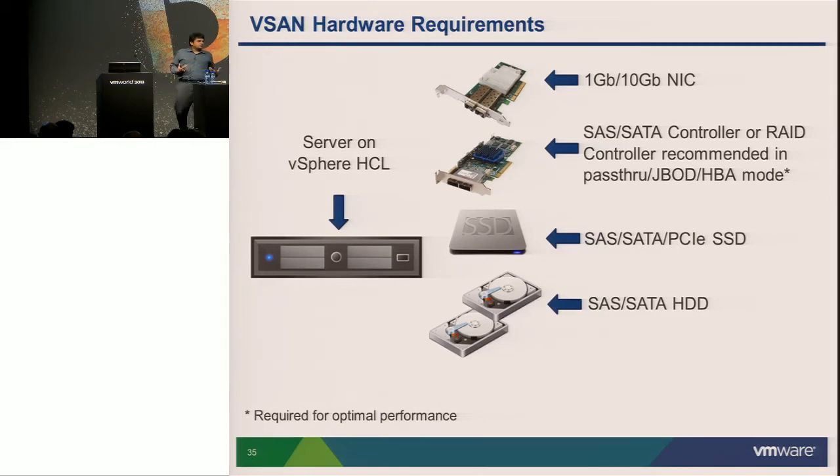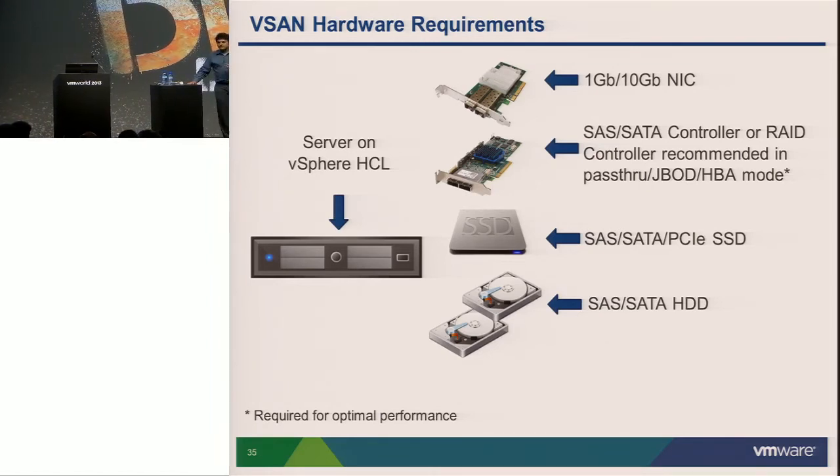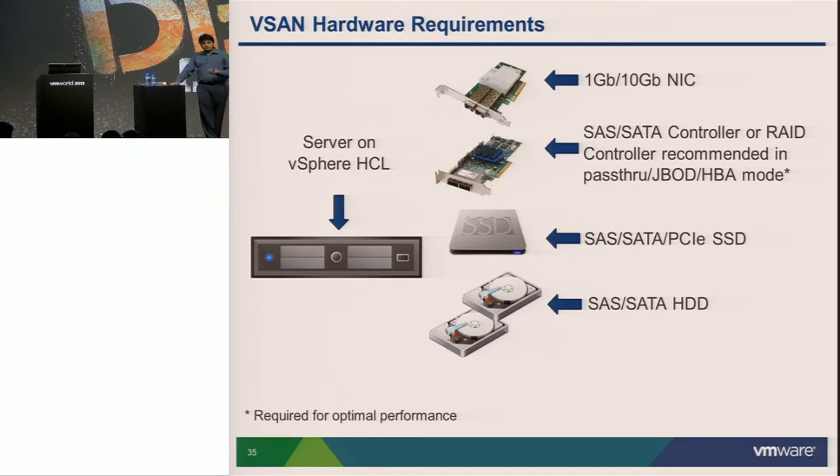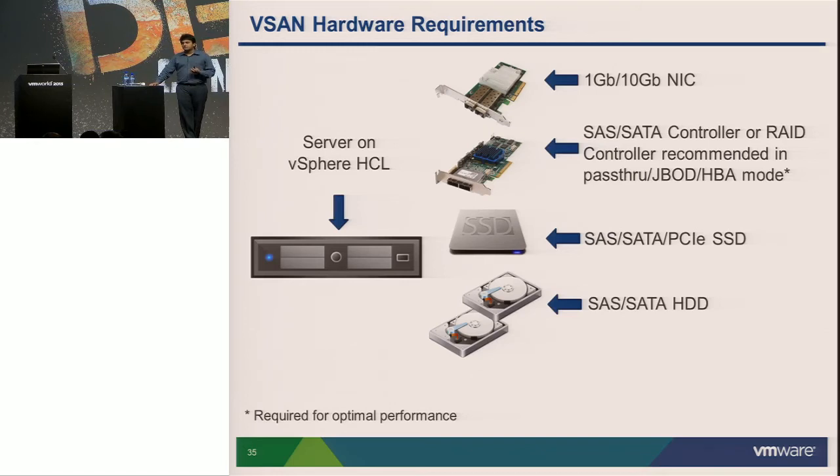Essentially, vSAN consumes raw disks. So if you happen to have a RAID controller in your server that you're enabling vSAN on, ensure that that RAID controller supports pass-through mode. It's recommended that the RAID controller supports pass-through mode for optimal performance. We will support non-pass-through mode as well. However, from a performance standpoint, for optimal performance, we expect vSAN to consume raw disks. Okay.